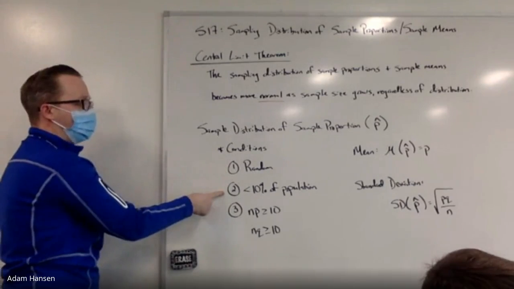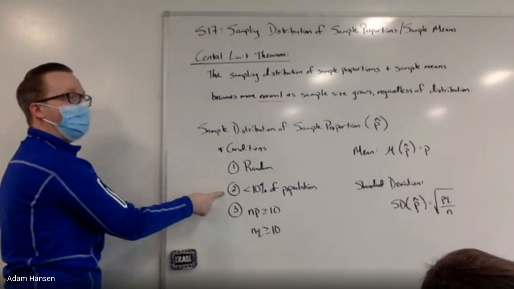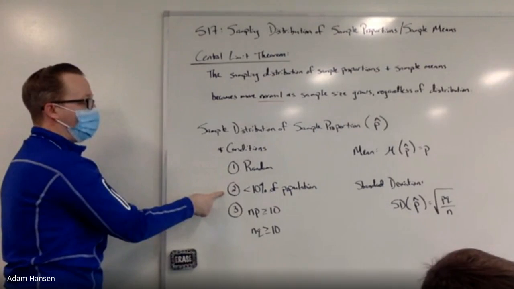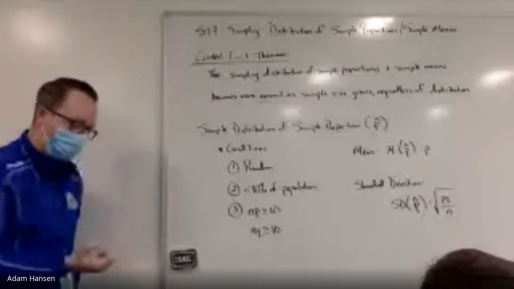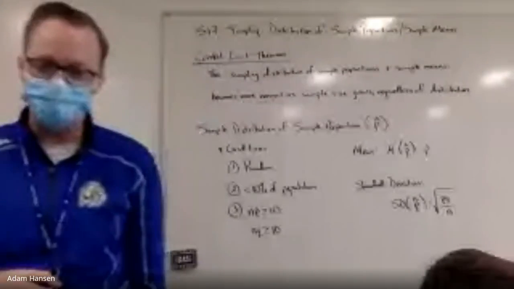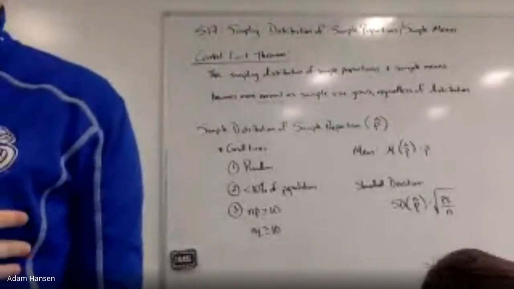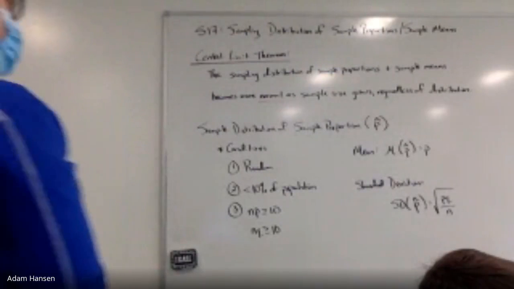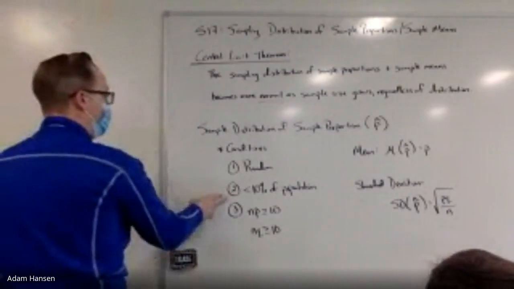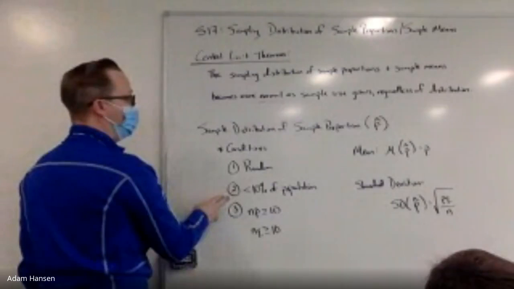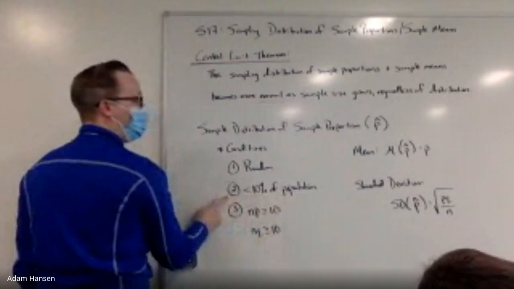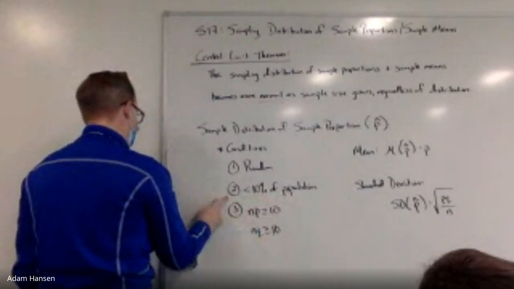My sample size needs to be the right size. It can't be too big. Usually I want to make sure that my sample size is less than 10% of my overall population. Usually the population is some nationwide poll, so that's not usually a hard assumption for us to make. It can't be too big, or it's no longer independent. So less than 10% of the overall population is one of the other conditions we have to check.